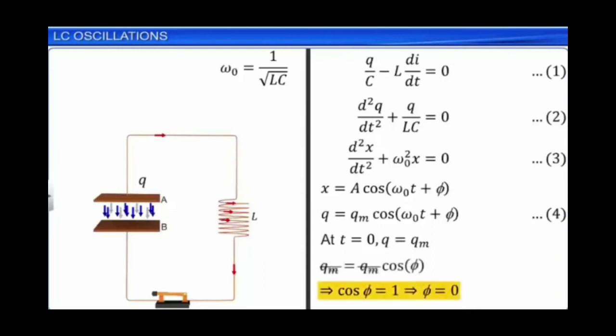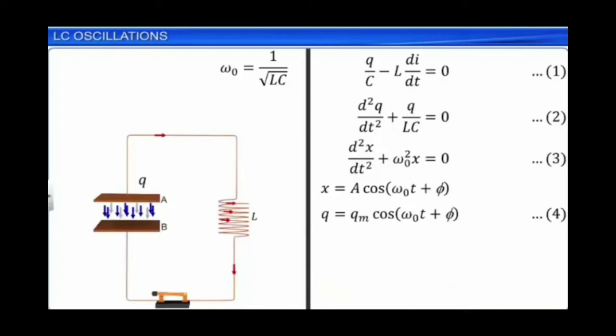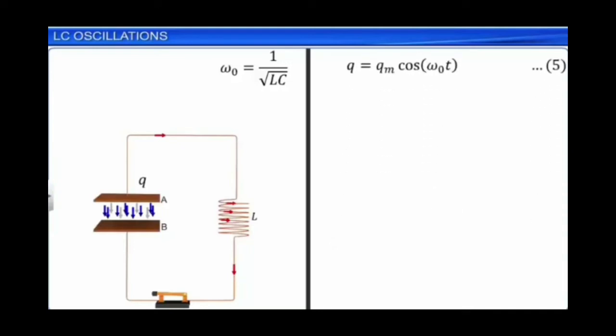So using that, we have qm equal to qm cos phi, just substituting t equal to 0, which indicates that cos phi equal to 1 or phi is equal to 0. So our expression for q becomes qm cos omega 0 t. That means phi is equal to 0. So that is the expression for charge in the circuit.